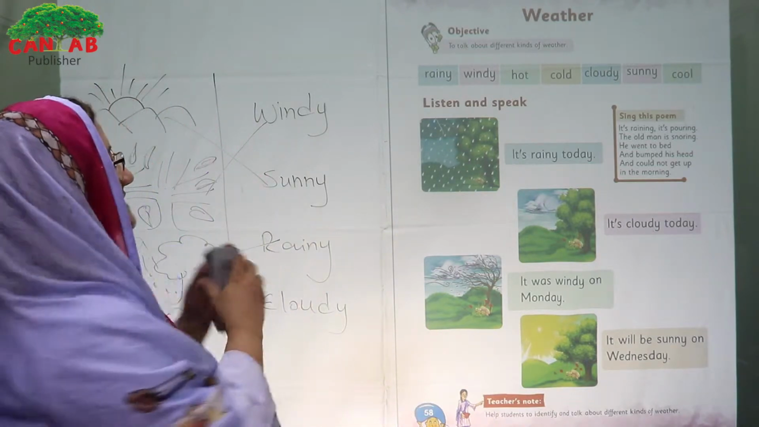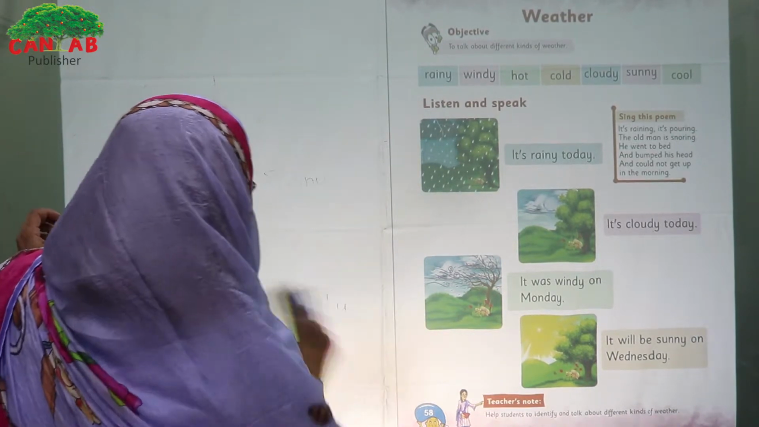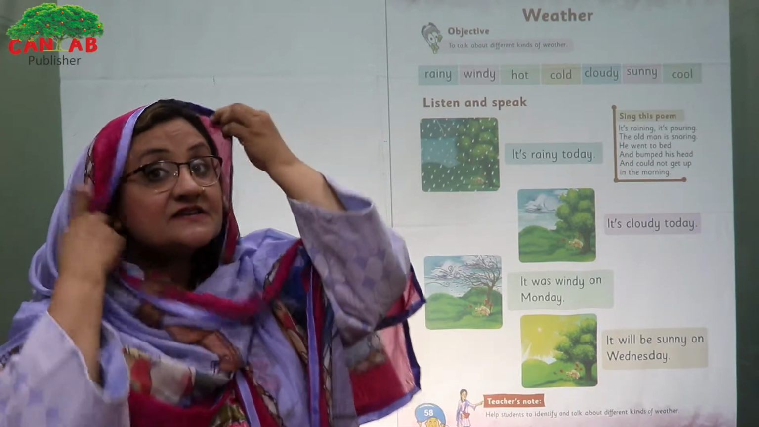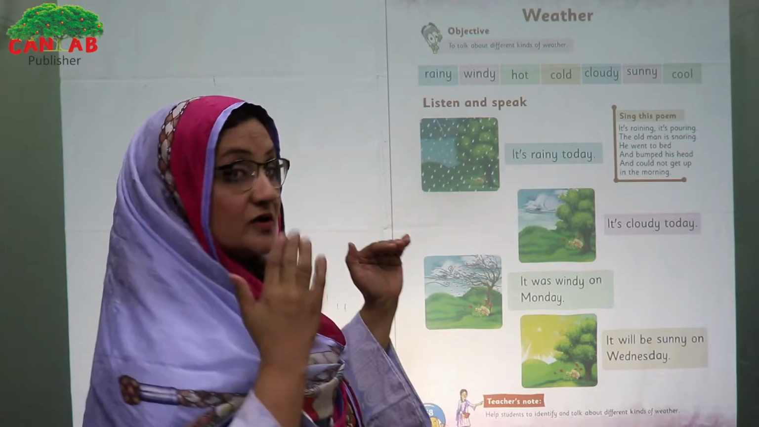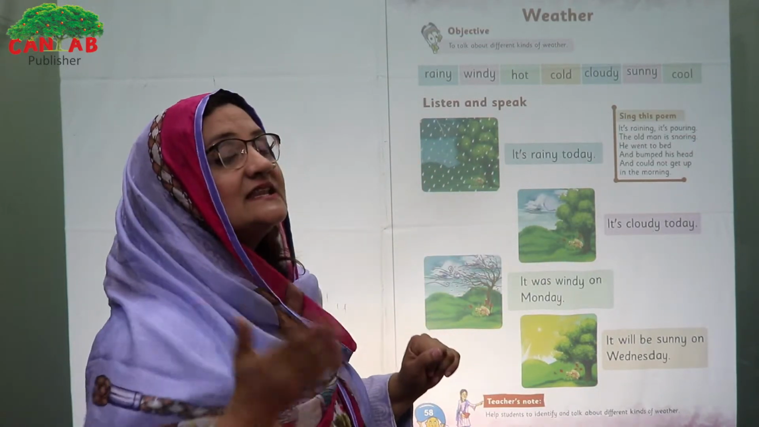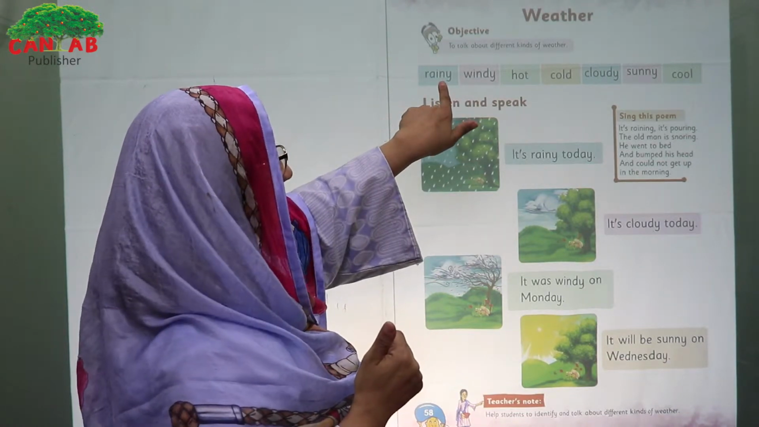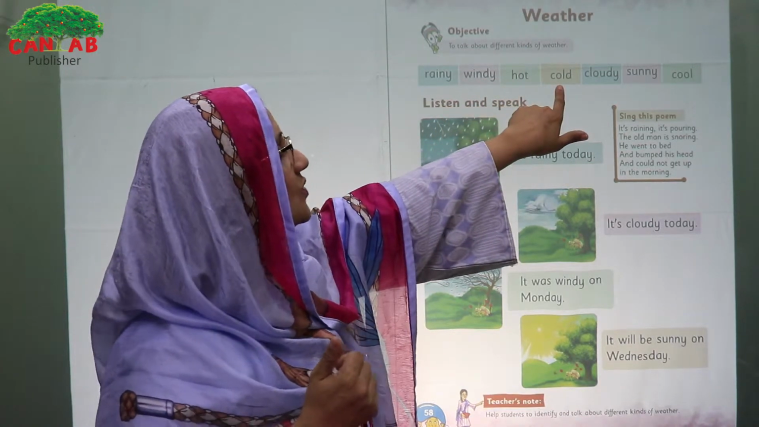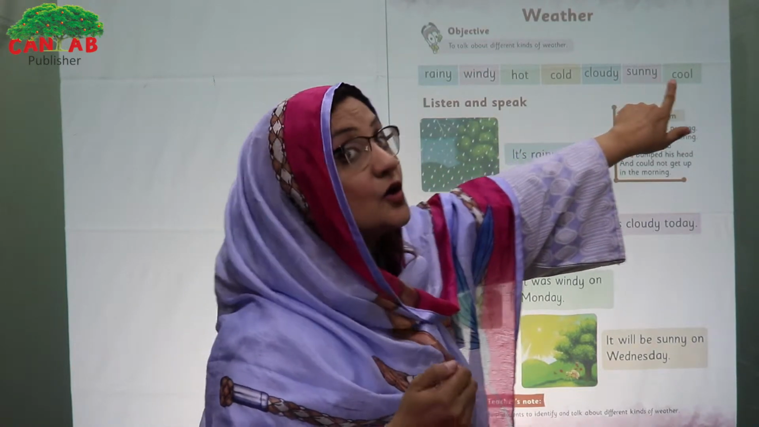After all of these activities, you can invite them to open their books and firstly listen and then speak. Firstly, they have to look at the picture. You are going to tell them the sentence, they are going to listen, and then they are going to repeat and read. For example, rainy, windy, hot, cold, cloudy, sunny, cool.